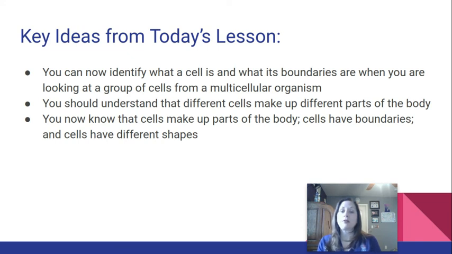Cells have boundaries. Those boundaries are called the cell membrane, right? And cells have different shapes. They don't all look exactly the same. That's why we can kind of tell the difference when we were looking at the cheek cells. They looked a little different than the skin cells, and they looked a lot different than the heart cells, right? So they all have different shapes.